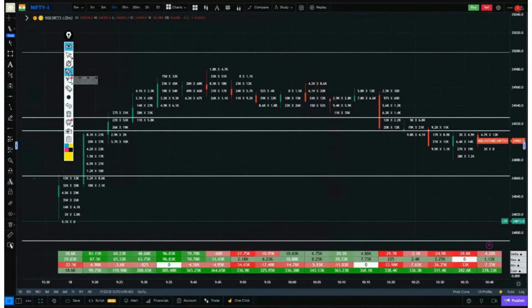Now you must be noticing two things. Some candles have a very high delta value: 81,000, 60,000, 84,000, 96,000, 27,000, 30,000, 28,000. And some candles have a very low delta value: only 600, just 10,000, 6,000, 20,000, 4,000. Meaning in some candles, the delta value is very high, and in some, it is very low. In those candles where the delta value is very high, there has been more buying and selling, and wherever there is more buying and selling, that's where the big players are also present.